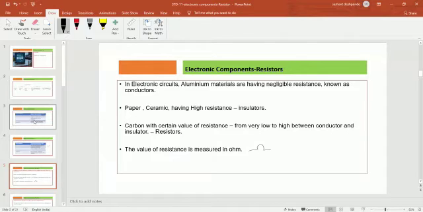So aluminum is a good conductor. Paper and ceramic are insulators. A good conductor has very negligible resistance, while an insulator has very high resistance. But in between the conductor and insulator, the material which is carbon has a certain value of resistance from very low to high. Such material is called a resistor. The value of resistance is measured in ohm.